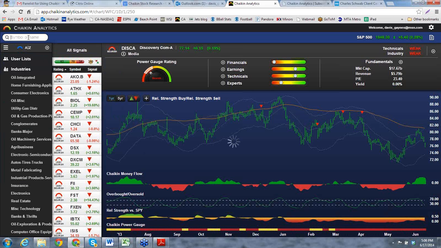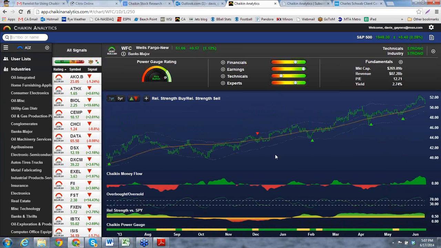This is actually one I bought for my portfolio because we had been following it. It had gone bullish way back here, solidly bullish way back here in mid-February. And what am I looking at? Those are relative strength buy. And right now, the model is very bullish.